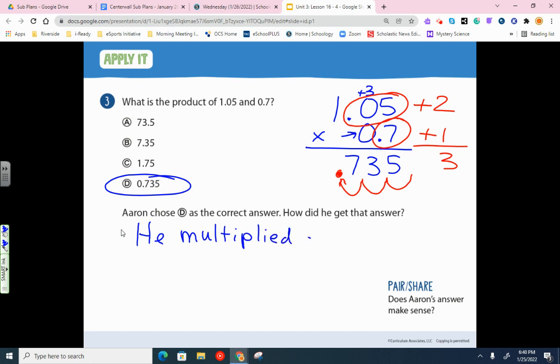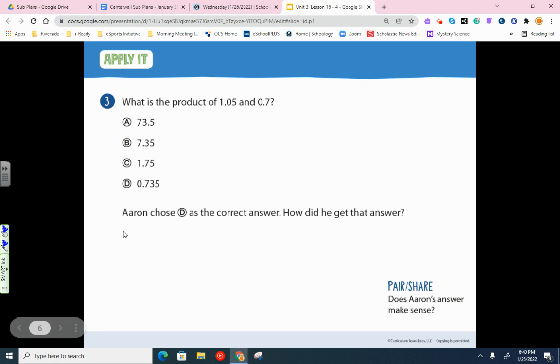Simple as that. I was assuming they were going to give us one where we talk about what the kid did wrong, but we just discussed what he did right. All right, let's look across at the next page, number 4.